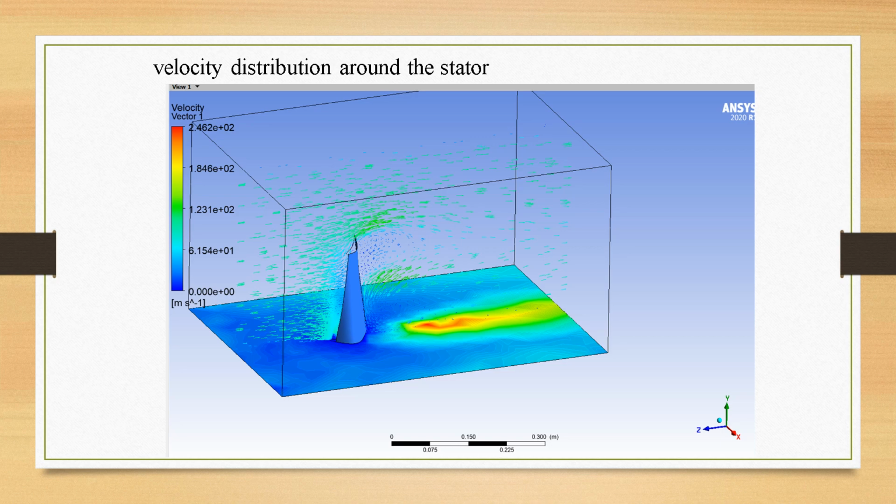Here we have the velocity distribution around the stator blade. This figure shows the flow direction on the stator blade, and also shows the region of flow separation.